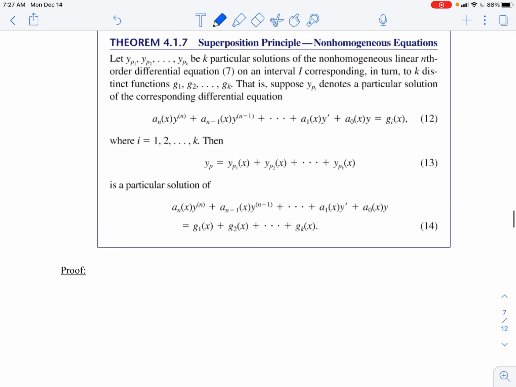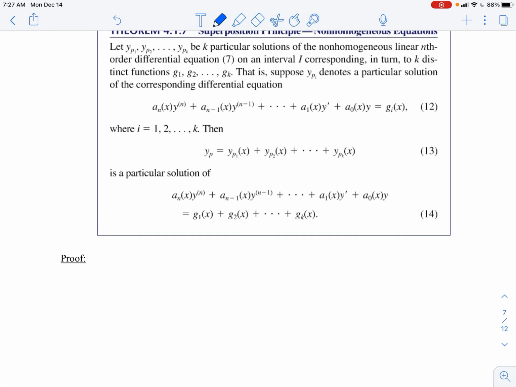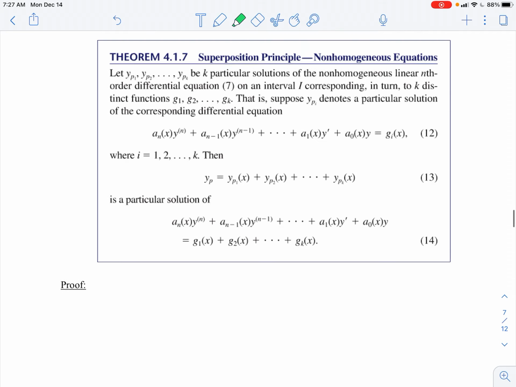And so the proof of this superposition principle. We're going to prove the case where k equals 2, so we're only going up to two distinct functions. Let L be the differential operator in (8). So instead of writing all of this out, we can say L of y equals g1 of x. Because we know that's a linear nth order differential equation, we're using L to show the linear differential operator on the left-hand side.